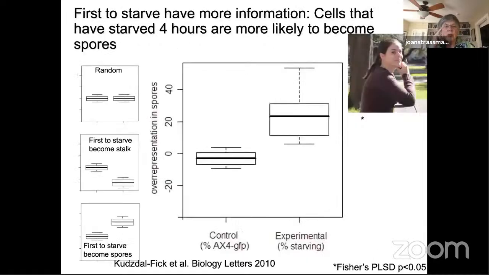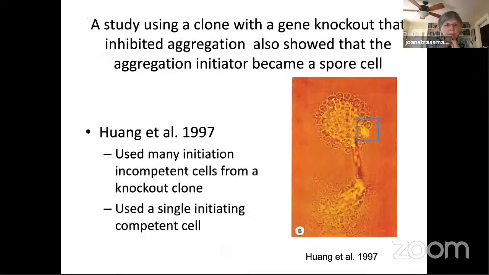We then wondered if the first to starve, the ones that first set out those cyclic AMP pulses, would be altruists. I totally thought they'd be. It's kind of like a game that someone's trying to get you to play. Why would you even play it if they were going to then take advantage of you? So we asked that question, and we found that the first to starve were more likely to become spore than stalk. Then we realized this had been shown before by a molecular biologist who used a gene knockout that inhibited aggregation, put one aggregation initiator, which then was the first signaler, and showed that it became spore. So this is nice, really solid support of what we found.